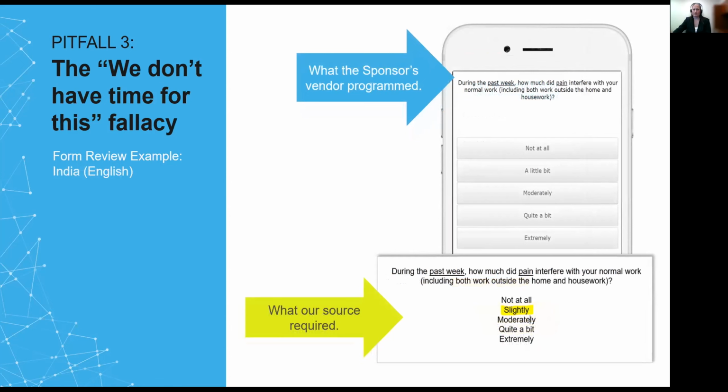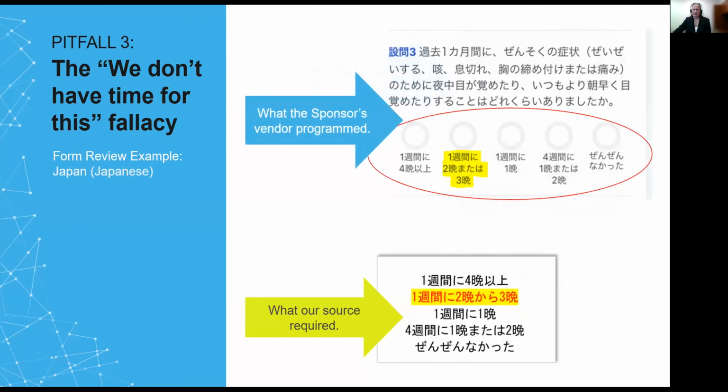Another example of the "we don't have time for this" fallacy with form review is an English form for the country India. In this case, someone has programmed "a little bit" instead of "slightly." And third, I have one in Japan for Japanese.